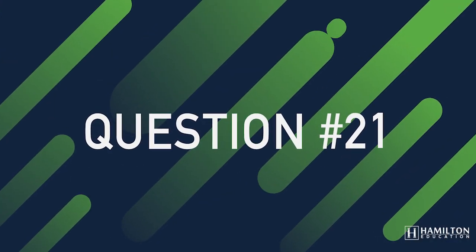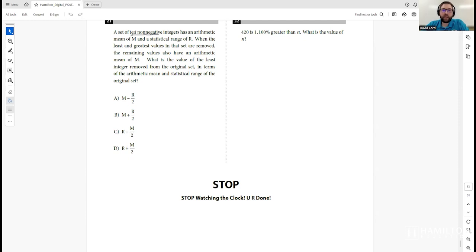Question 21. A set of 10 non-negative integers has an arithmetic mean of m and a statistical range of r. Well, mean is the sum of all those numbers. So if we had 10 letters, like I think it's A through K or A through L, but basically 10 of them, we divide by 10, that's equal to our mean. But the range has to be the max minus the min.